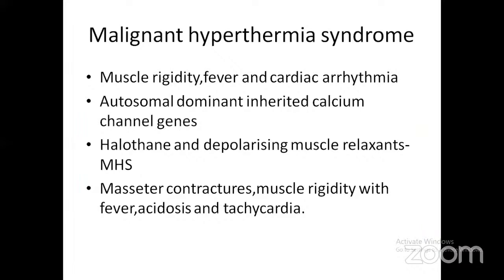Malignant hyperthermia syndrome is characterized by muscle rigidity, fever, and cardiac arrhythmia. It is an autosomal dominant inherited calcium channel gene defect. Halothane and depolarizing muscle relaxants precipitate malignant hyperthermia syndrome. Masseter contractures, muscle rigidity with fever, acidosis, and tachycardia are the characteristic features.